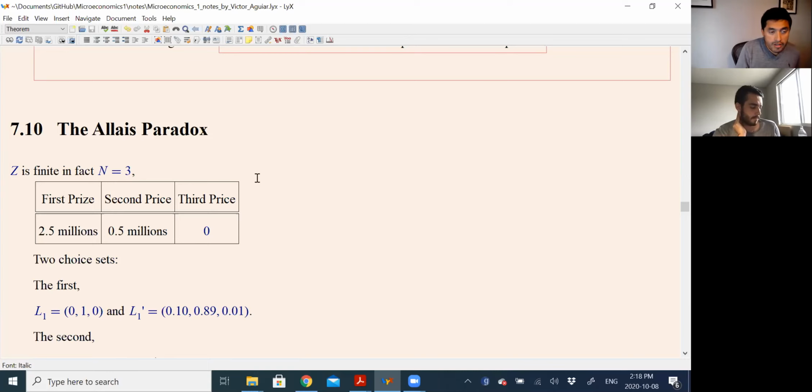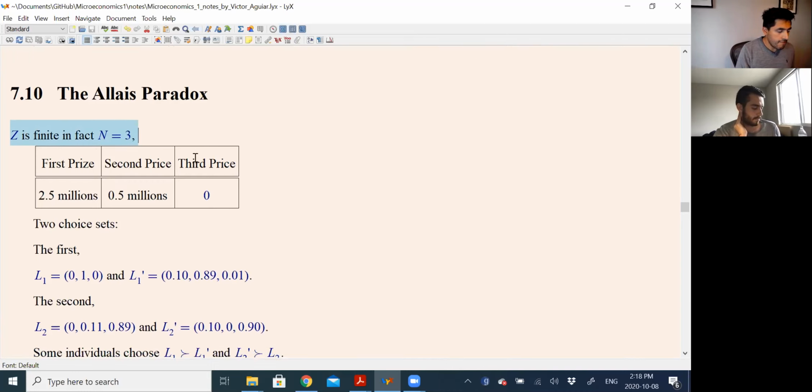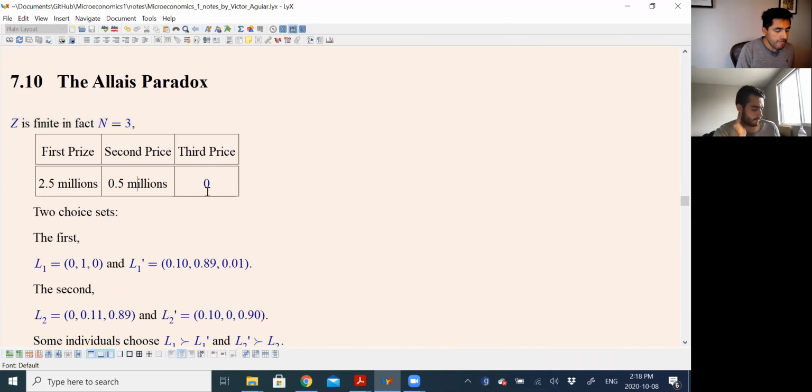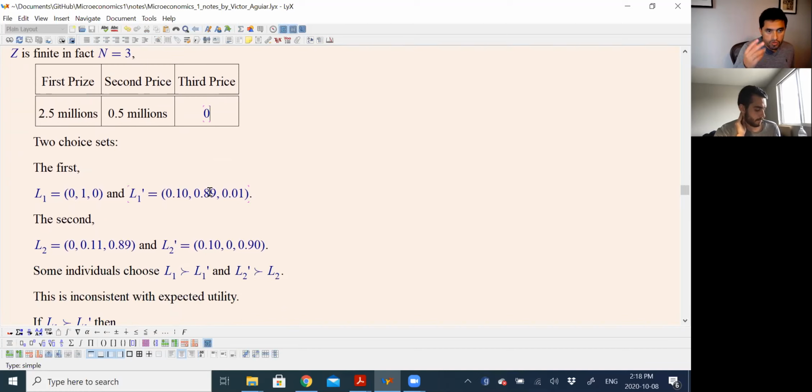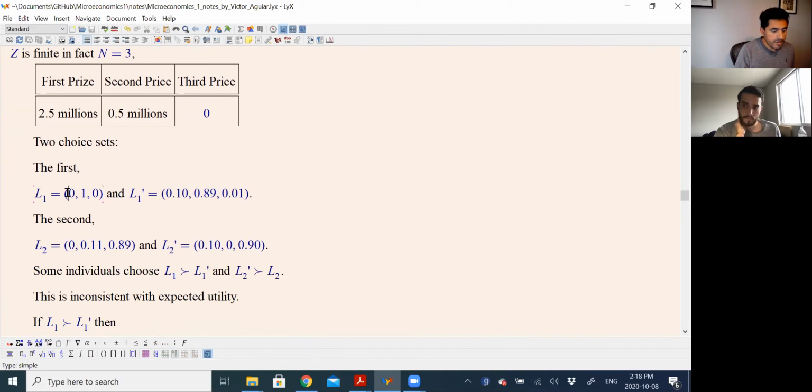Okay. So I'm going to tell you the Allais paradox, and it's nice to see how, with a simple experiment, we can see violations of independence. That's the thing I want you to learn. Imagine you have a set with only three prizes: 2.5 million, 0.5 million, and 0. Then I create two choice sets, two experiments. In the first experiment, I make you choose in a binary comparison between lottery L1 and lottery L1 prime.